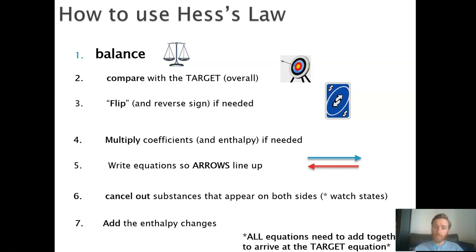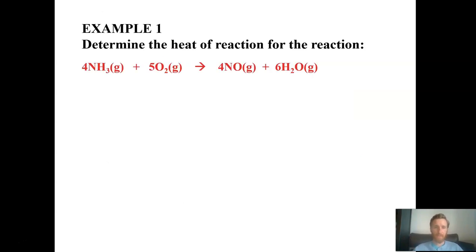And all equations need to add together to arrive at that target. So keep that target in mind. So we're going to look at an example. Determine the heat of reaction for the reaction. And this is ammonia plus oxygen going to NO plus H2O. And we're just going to look at the steps.